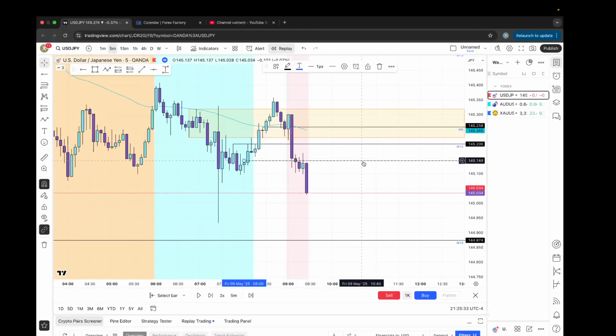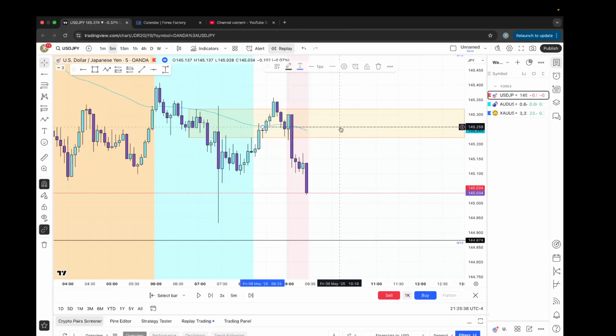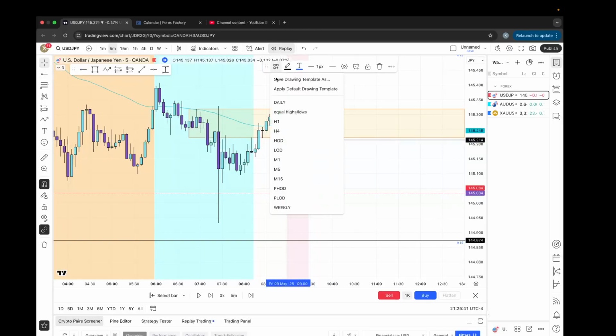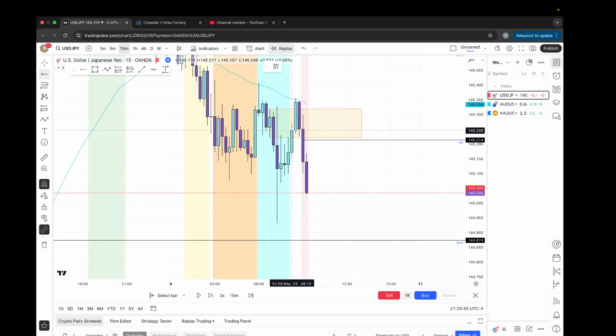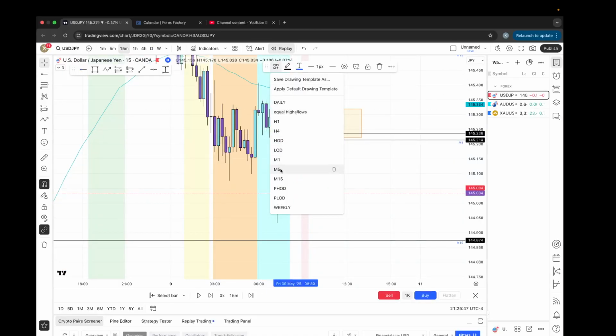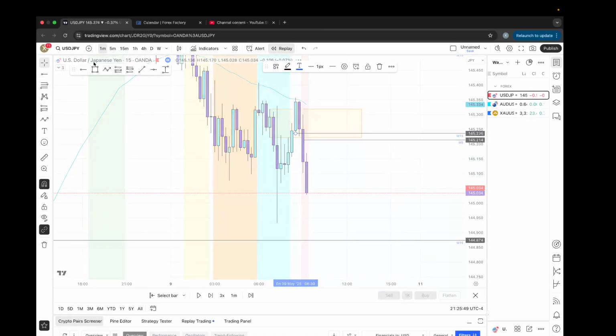And then I started marking it up as if I was looking for sells to see if there would be any time frames in confluence. And then we had the M5 here, the M15 here, and the M1 here.